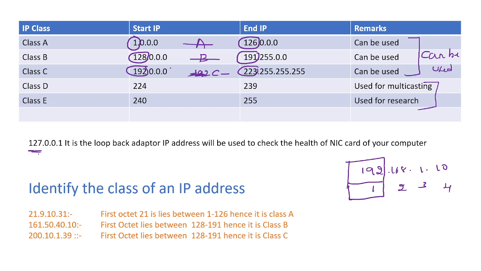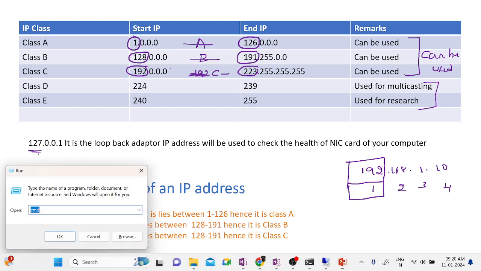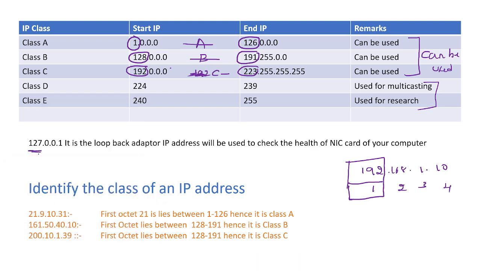The people who developed the IP address wanted a mechanism. How can I check whether my computer network interface is healthy or not? They made some programming. When you ping 127.0.0.1 or any number that starts with 127, that will check the health of the network interface card of your computer.